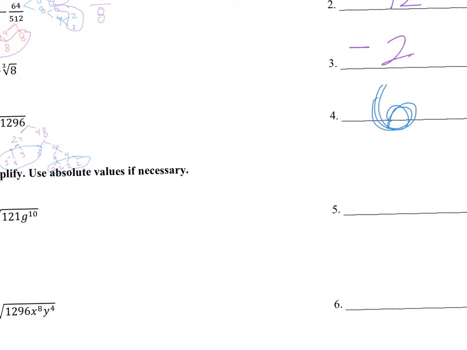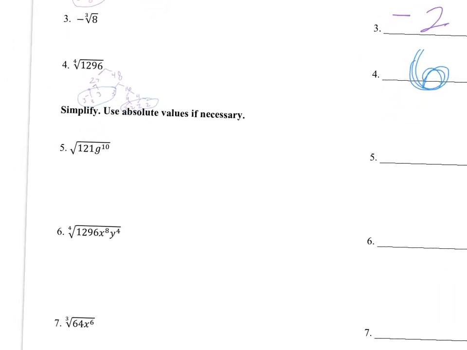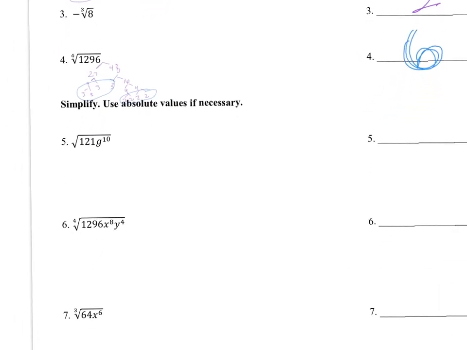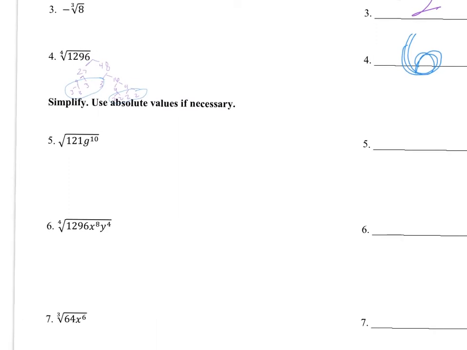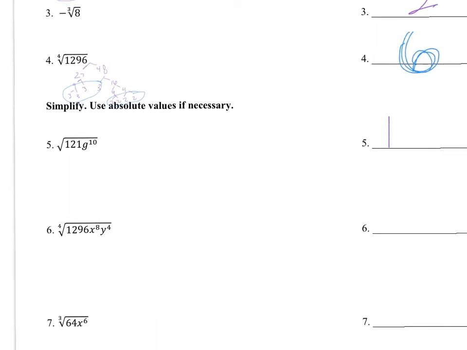6 right there. Answer 6. Next group, if you look at this, it says use absolute values if necessary. So now I'm taking the square root of 121. You should know the square root of 121 is 11. And the square root of g to the 10th. Remember, you're looking for groups of 2. So if you divide 10 by 2, you can get 5 groups. Now I'm going to write g to the 5th.